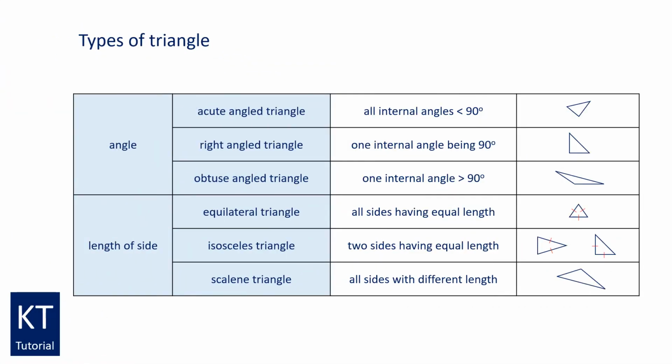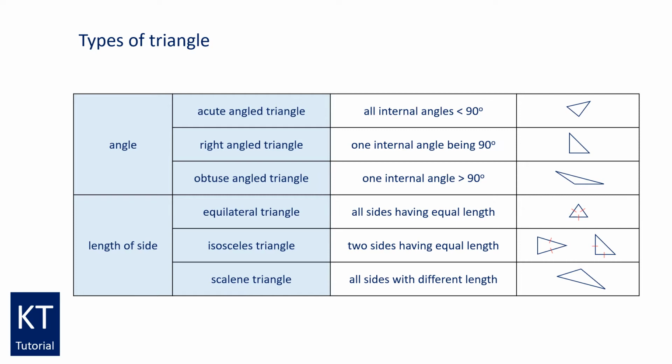Next, I wish to talk about types of triangles, starting with those that are angle related. The acute angled triangle has all its internal angles less than 90 degrees. The right angled triangle has one internal angle being 90 degrees, and the obtuse angled triangle has one internal angle being larger than 90 degrees.